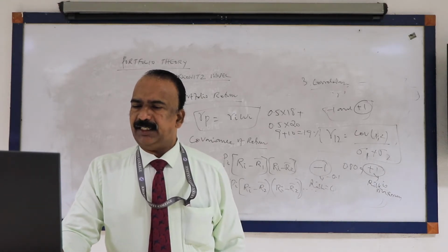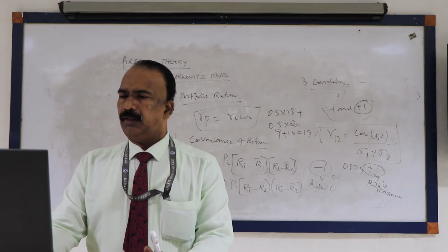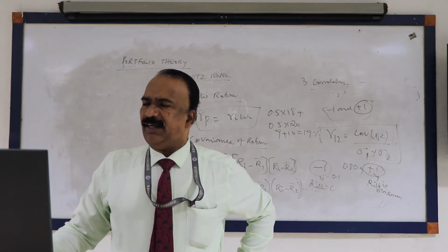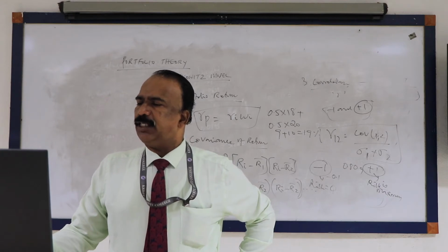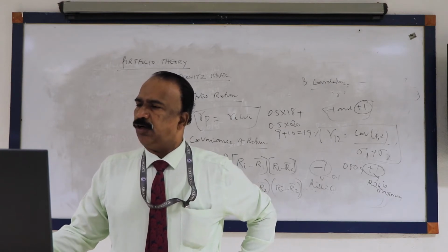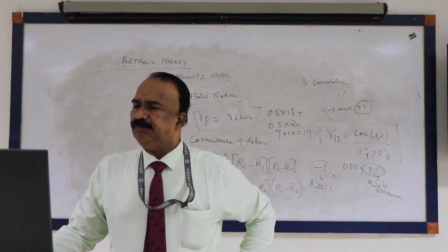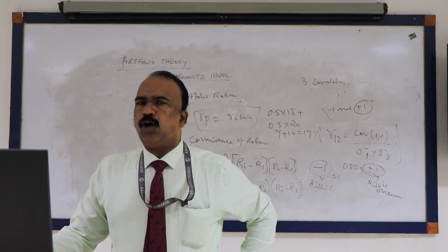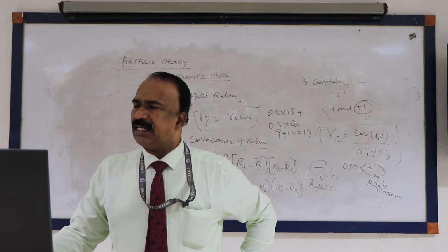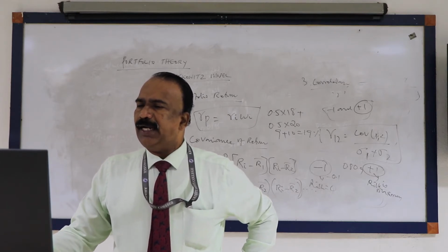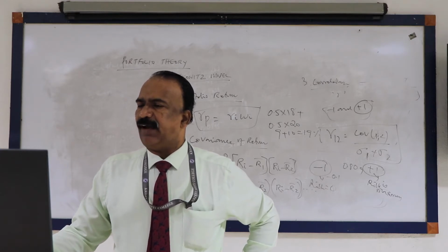A case is given here. Look at this. The state of nature is given, that is the different states of nature. It can be boom conditions or recessionary conditions. And the probability is given. The return on stock asset 1 and asset 2 is given. If it is 0.1 probability, the return is minus 10% and 5%.